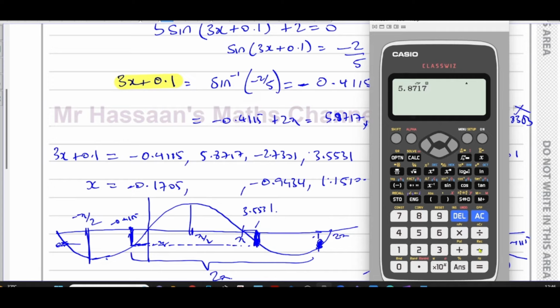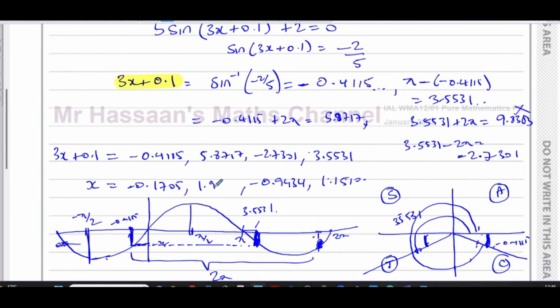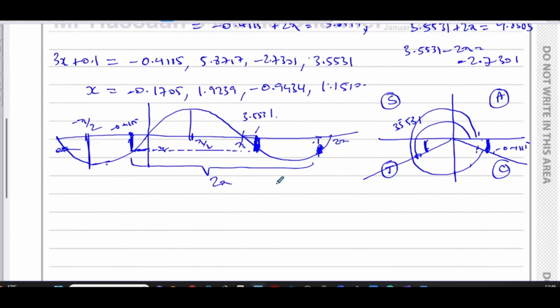So 5.8717. I want to subtract from it 0.1. Then press equals, then divide by 3. That gives me 1.9239. So here we have our solutions, but I have to round them to 2 decimal places.